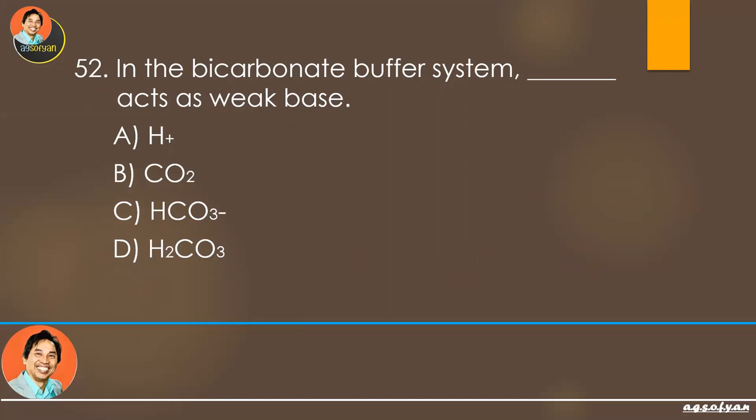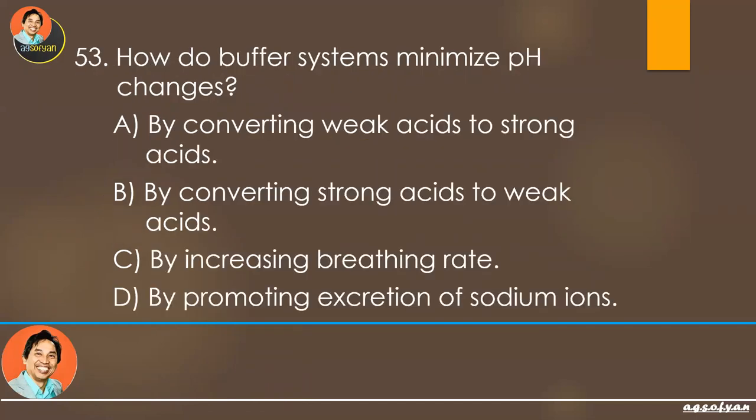In the bicarbonate buffer system, blank acts as a weak base. We already mentioned that the bicarbonate ions will be the weak base. Okay, now how does the buffer system minimize pH changes? How? A, B, C, or D?